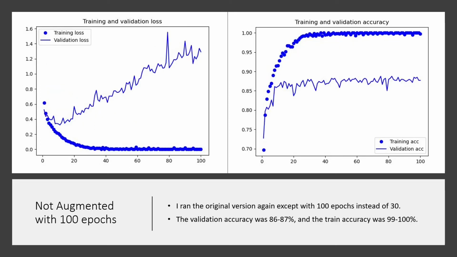I did then run the non-augmented version again, so the same as in attempt 3, except changed it to use 100 epochs instead of 30. The validation accuracy was 86 to 87, and the train accuracy was 99 to 100. So that was a slight, very slight increase.